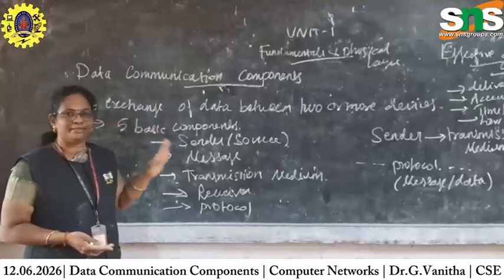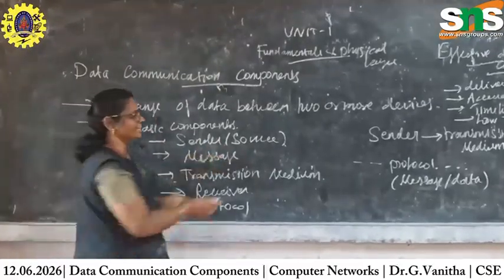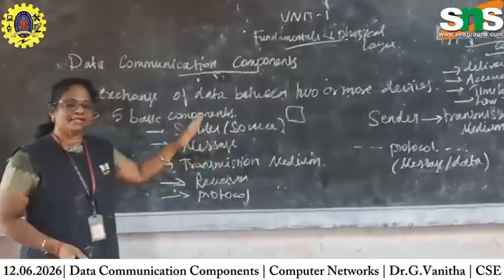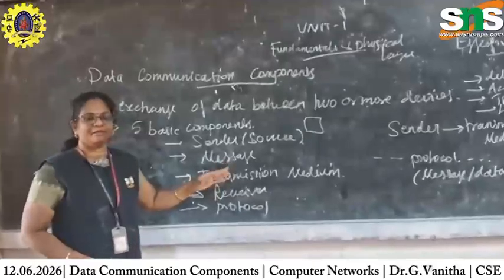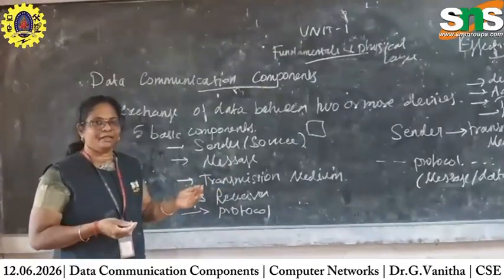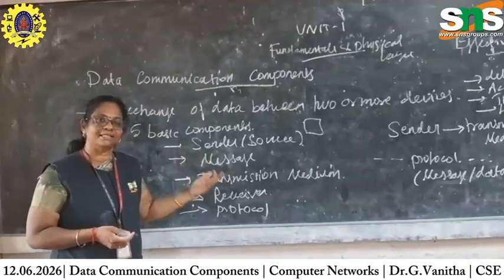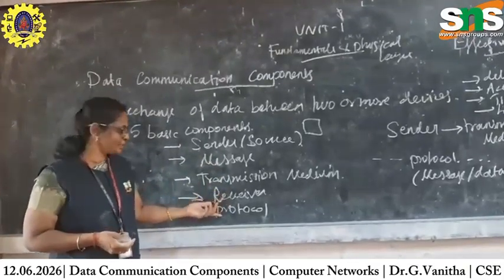It has five basic components. First one is the sender. Sender means source, the initial point. It is a source device or an initial device, and it is called the sender. Next one is the message. Whatever data we have to transfer is called the message. It is transferred as signals or bitwise information from source to destination.